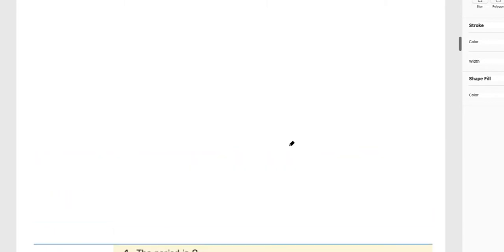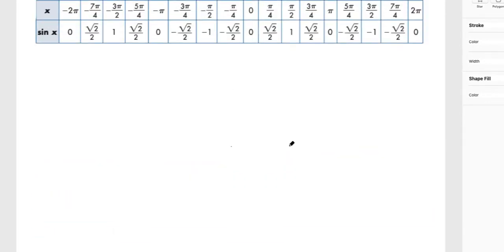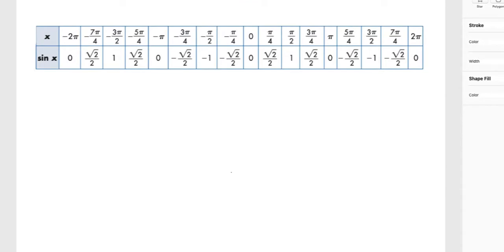So what we're going to do is graph the sine function. It might be easier for me to pull up a graph on Desmos. Let's do that.